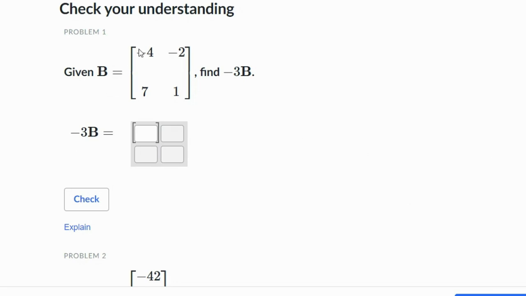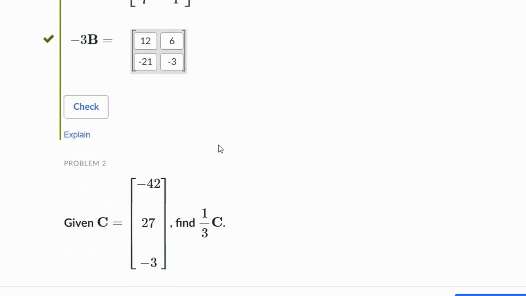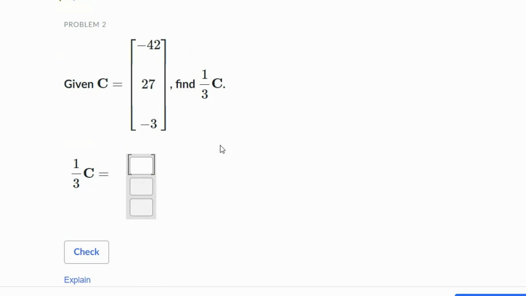-3 times this matrix. So -3 times -4 is a positive 12. -3 times -2 is a positive 6. Then our second row, we would take -3 times the positive 7. We've got a -21. -3 times 1, we know that one, -3. And that is absolutely correct. Look at this one. This kind of freaks some people out sometimes too. Thanks, Kristen.